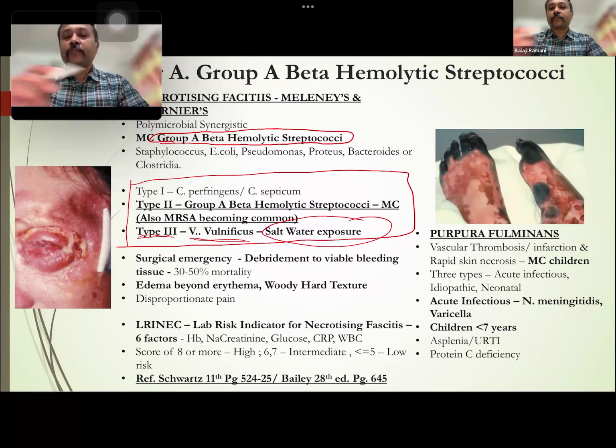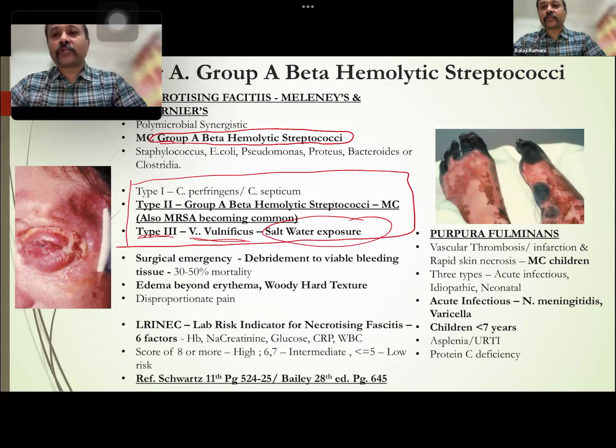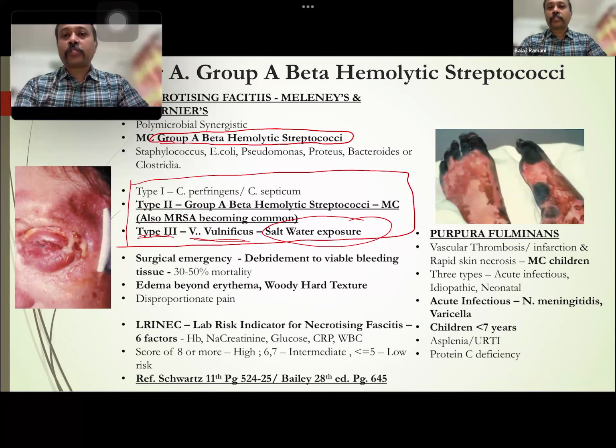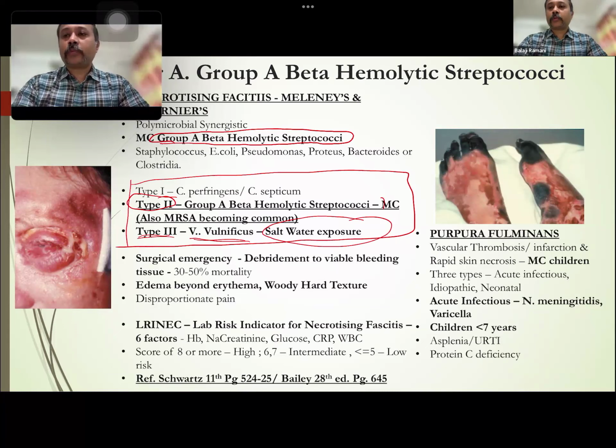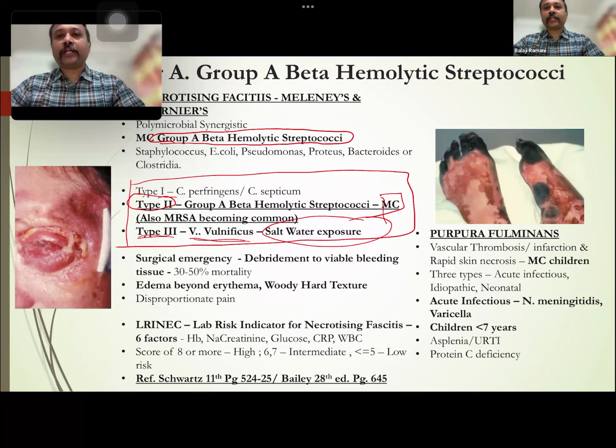V. vulnificus is the organism which is grown here. So type 3 is due to your saltwater exposure. And type 2 is the one which we commonly see associated with the group A beta hemolytic streptococcus. That is the most common type overall. And type 1 is due to Clostridia, and basically your tetanus-based or gas gangrene and that kind of thing may happen.